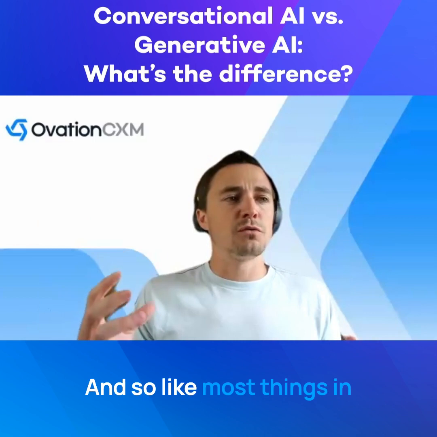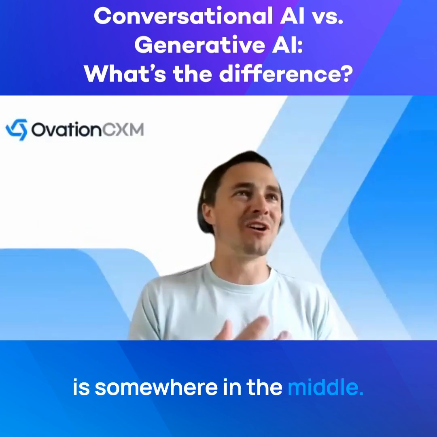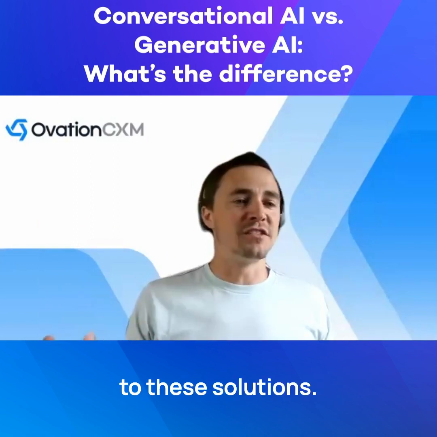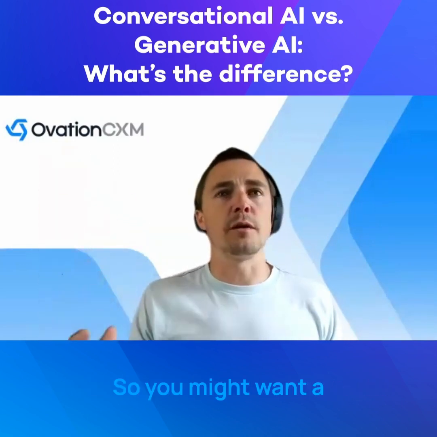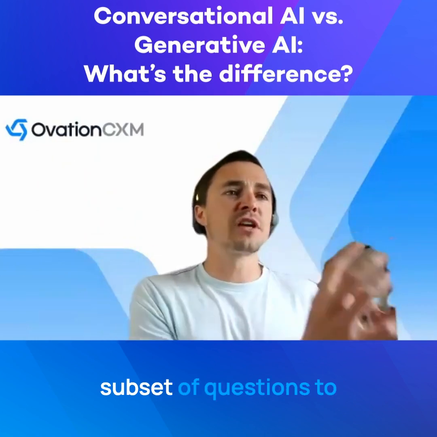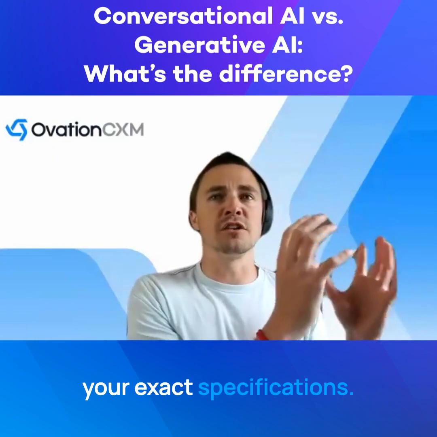And so, like most things in life, I think the best answer is somewhere in the middle. It's probably a hybrid of these solutions. And that's how we think about AI. We use different tools to solve different problems. So you might want a subset of questions to be exact, full control, and you want to define the answer and the flow to your exact specifications.